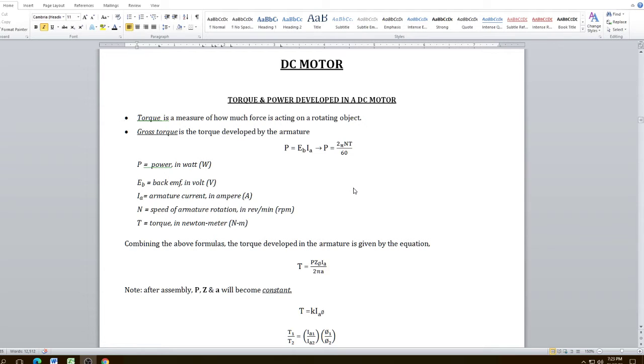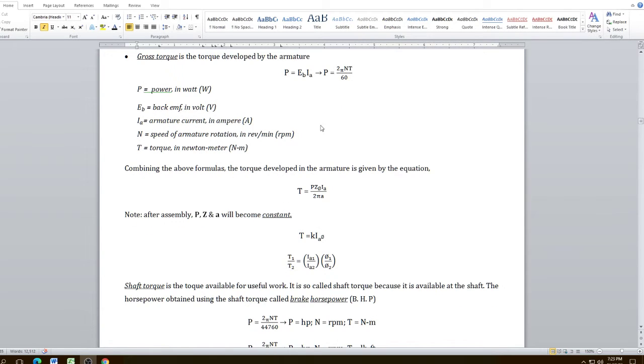The formula for the power is equal to the back EMF times the armature current, where you can also solve for the power by using the formula 2 pi NT over 60, where N is the speed and T is the torque. So combine the two formulas. The torque developed in the armature is given by the equation T is equal to P Z flux times the armature current divided by 2 pi A.